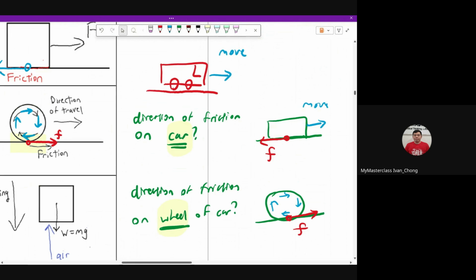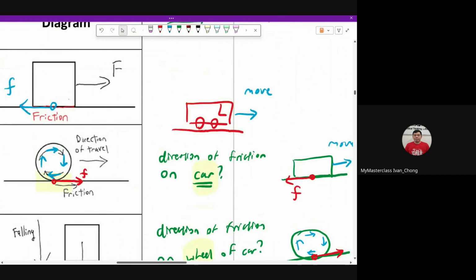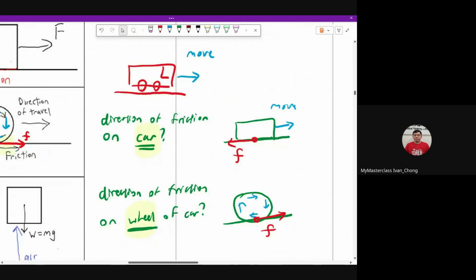Okay? It doesn't always have to be a ball. It doesn't always have to be a box. Even it can be your own foot when you're walking. Now, take note. Let's just try to imagine. If you are at home, feel free to just stand up and walk. When you walk, your body is moving forward, so the friction on you will be backwards. Because you're moving forward, friction on you will be backwards.